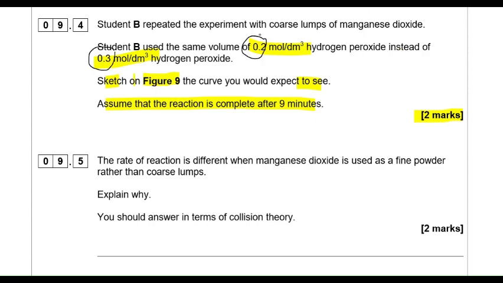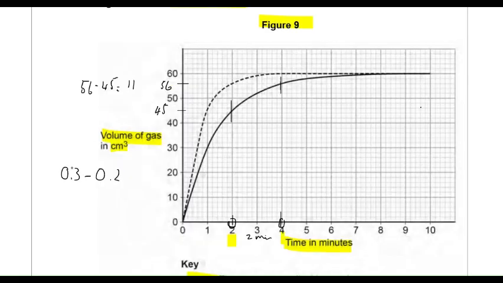Let's extract some important information from this question. You'll see that the question is asking you to sketch for 0.2 moles per decimeter as opposed to 0.3. So the 0.2 is clearly less concentrated, so it's going to be slower and it will finish before the 0.3 one. Now, if we analyse it further, not only is it lower in concentration, but it is 1/2 lower.